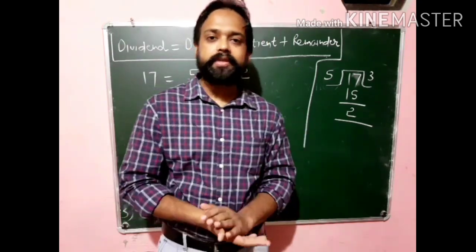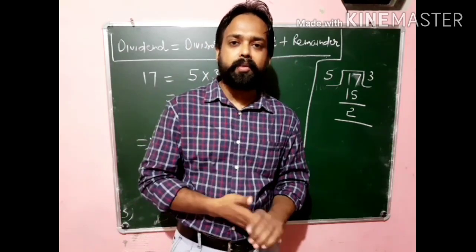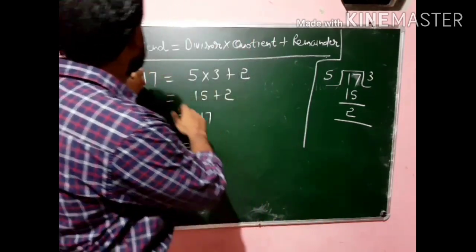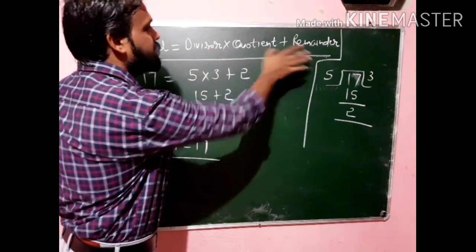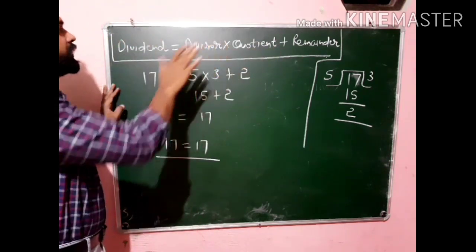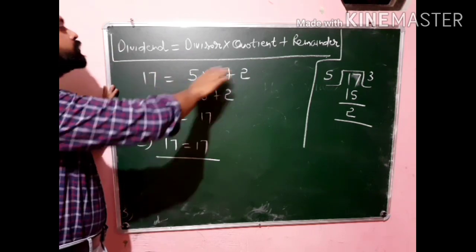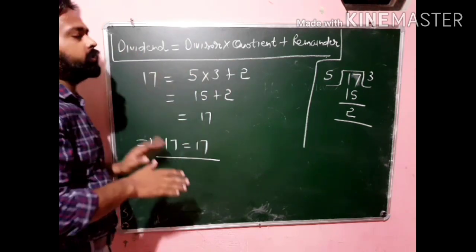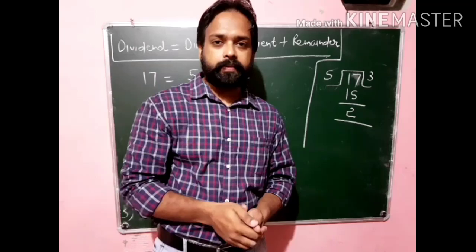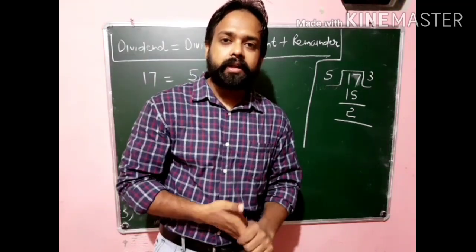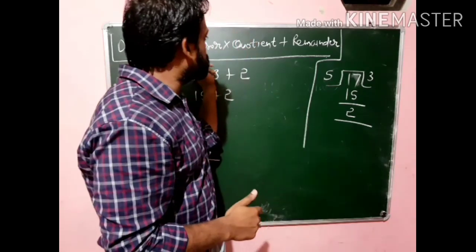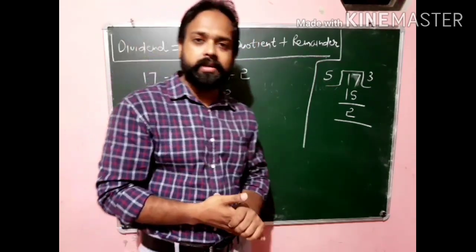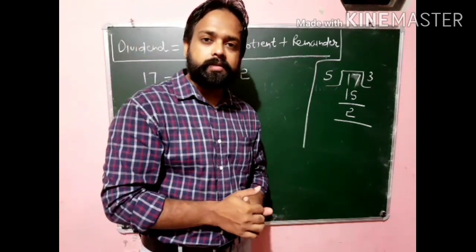For the verification of the sums, we will use a formula: dividend is equal to divisor multiplied by quotient plus remainder. How we can apply this formula and use this statement for the verification, I will also explain. But before starting with the polynomial, I had taken a very simple case for the explanation of this formula. What is this example I had taken?